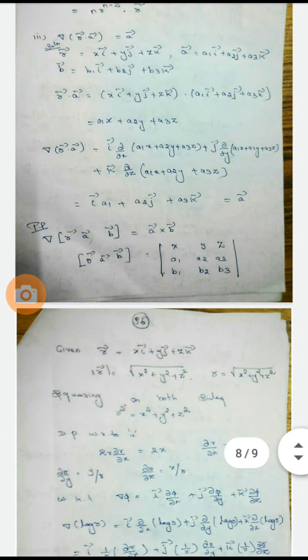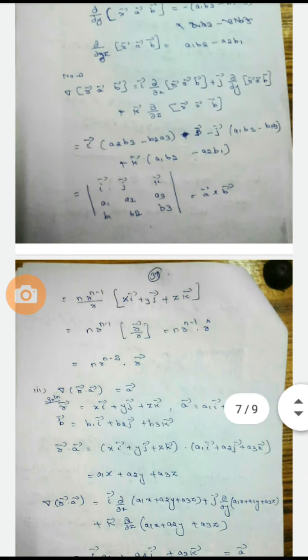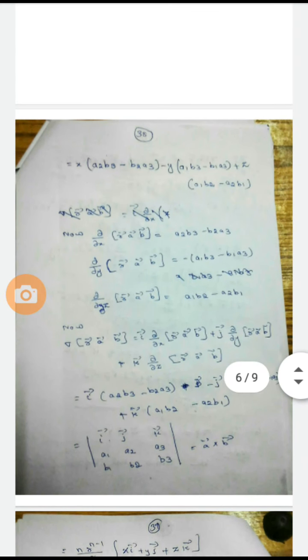The next part: del of the box product of r vector, a vector, b vector is equal to a vector cross b vector. First find the box product of r vector, a vector, b vector. What are the coefficients of i, j, k in r vector? x, y, z. Then the coefficients of i, j, k in a vector are a1, a2, a3, and likewise in b vector, b1, b2, b3. Now expand this using the matrix method. So we get this.